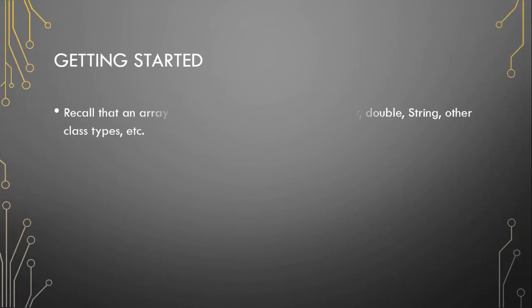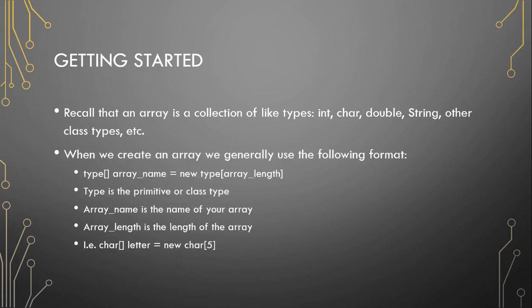So let's go ahead and get started by recalling that an array is a collection of types such as int, char, double, string, or other class types. When we create an array, we generally use the following format. Type[] arrayName = new Type[arrayLength], where type is the primitive or the class type, arrayName is the name of your array, and arrayLength is the length of the array. So for example, char[] letter = new char[5].